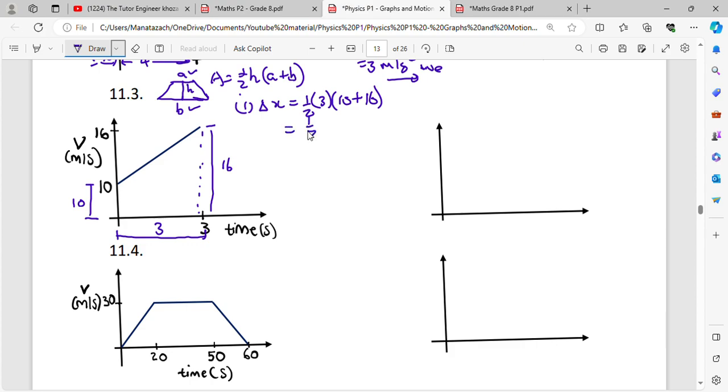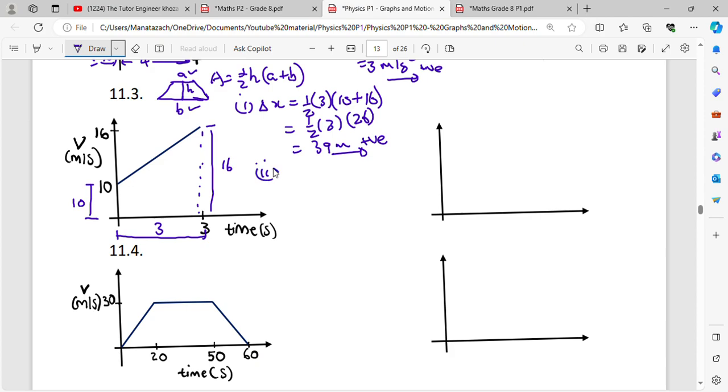So I'll have half times 3 times 26. So that one we can calculate as 39 meters in the positive direction.